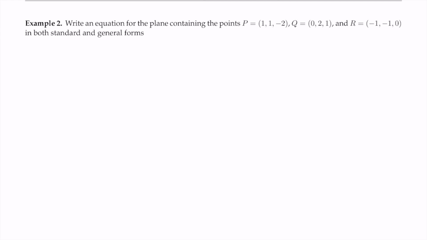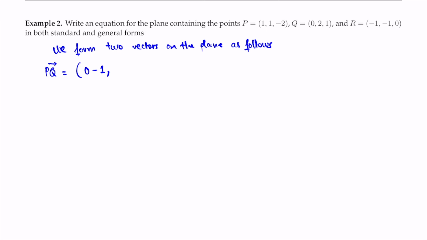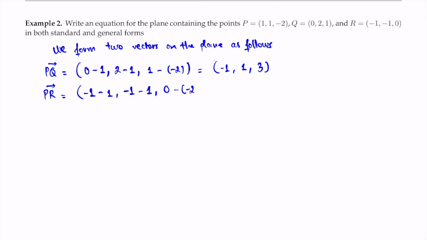So first, we form 2 vectors on the plane as follows. So you get PQ is equal to (0 - 1, 2 - 1, 1 - (-2)), and you get this one to be (-1, 1, 3). And you're going to form the vector PR, where the components are (-1 - 1, -1 - 1, 0 - (-2)). So you got (-2, -2, 2).